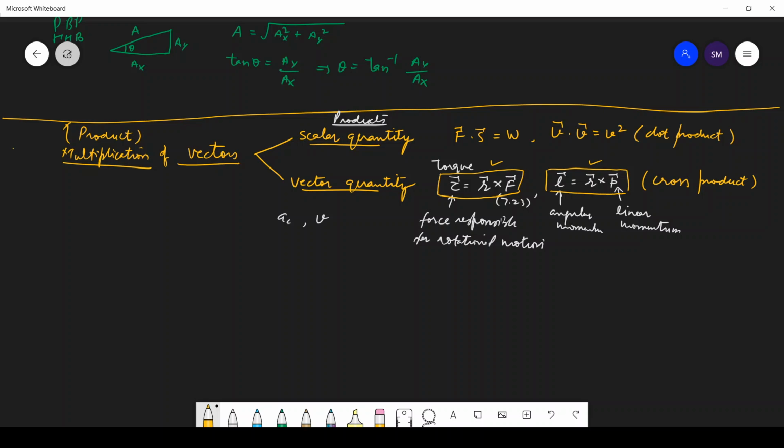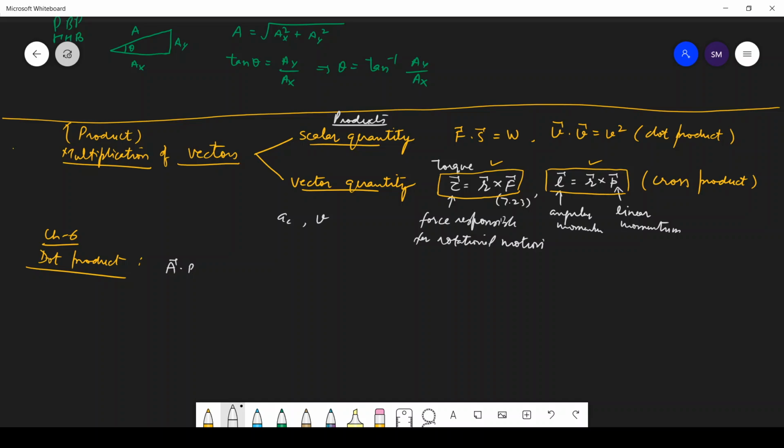So you can see this multiplication sign, the cross. We call it the cross product. Dot product was introduced in chapter 6 and cross product is introduced in chapter 7. So if you want to know more about the dot product, that's the beginning of chapter 6.